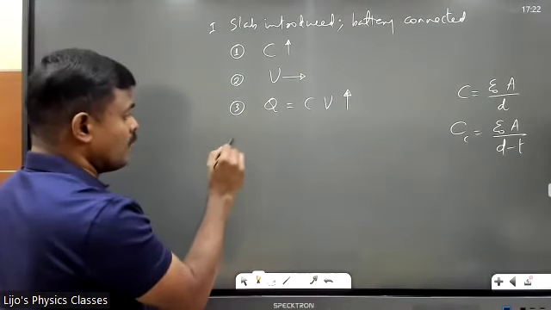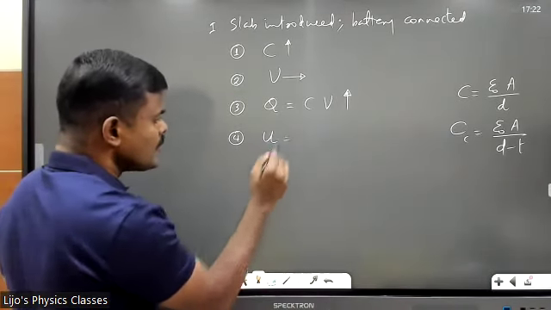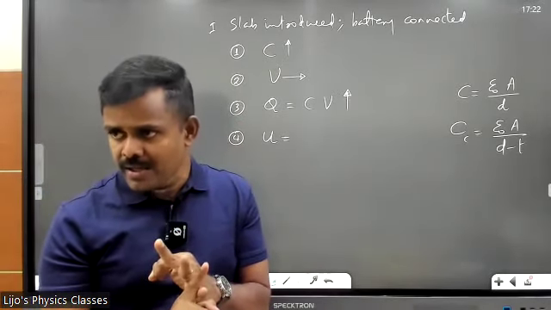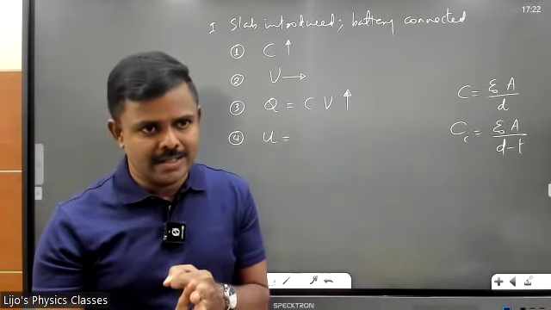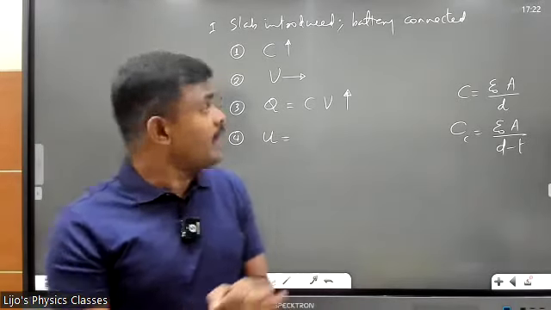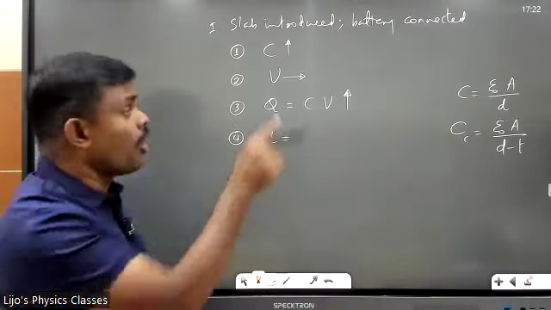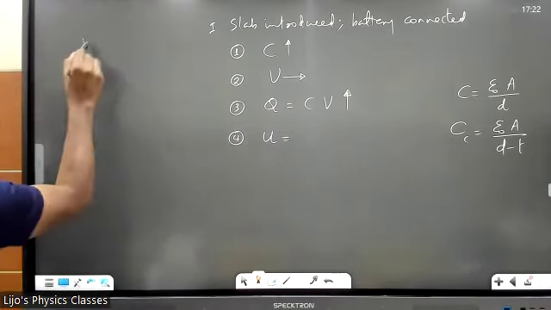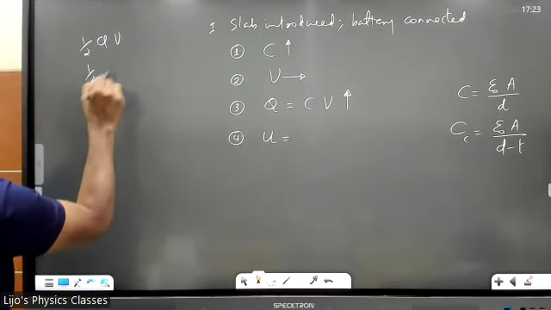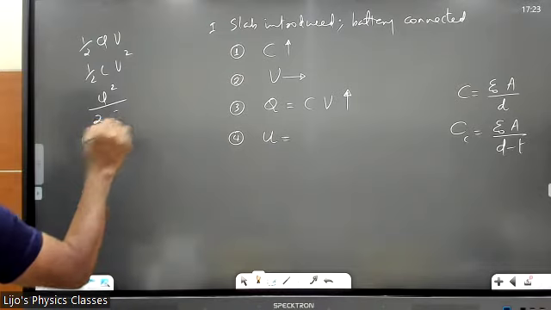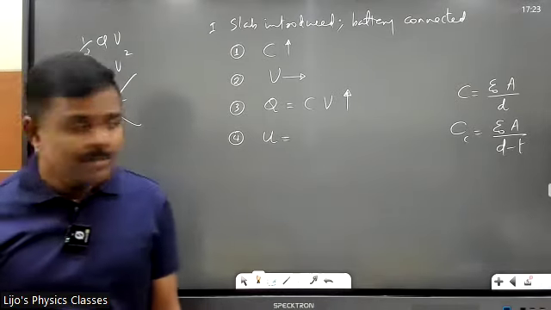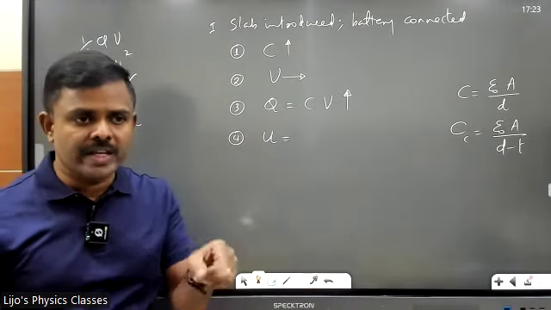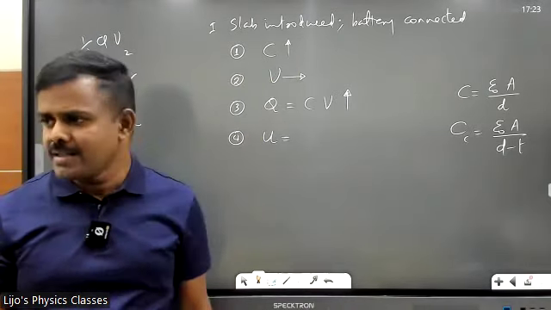Understood? Fourth one, what will happen to energy? You have three equations: half CV square, half QV, Q square by 2C. Which equation will you choose? You have to choose the equation with a constant quantity in it. I can't use Q square by 2C. Why? Because C is increasing and Q is increasing. There are two variables in that equation, so I can't do it.